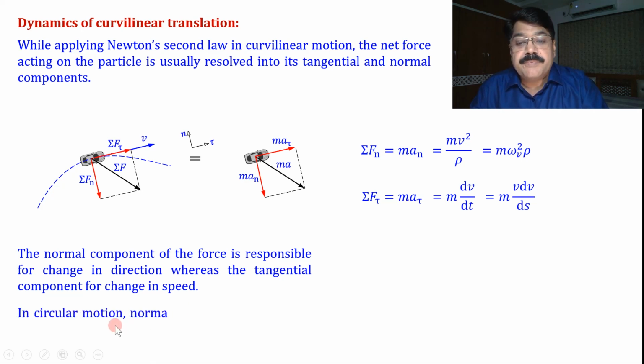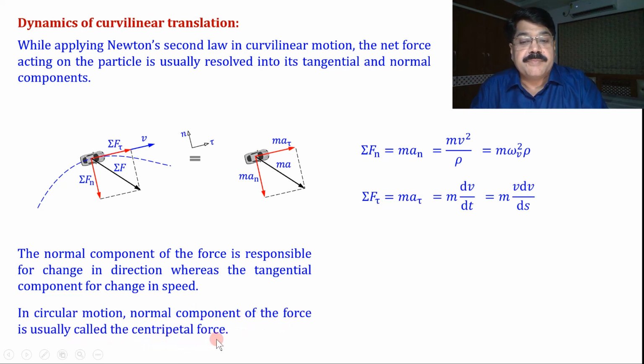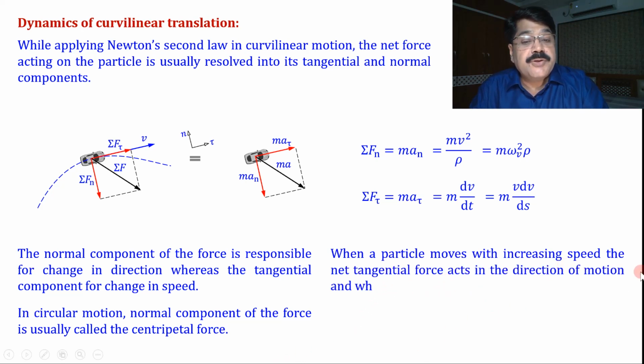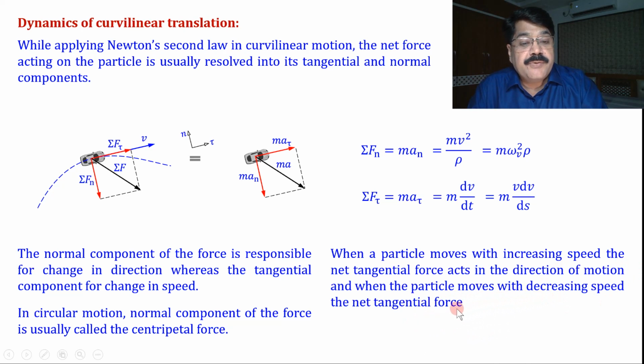In circular motion, the normal component of the force is usually called the centripetal force. When a particle moves with increasing speed, the net tangential force acts in the direction of motion, and when the particle moves with decreasing speed, the net tangential force acts opposite to the direction of motion. So that is a very common fact.